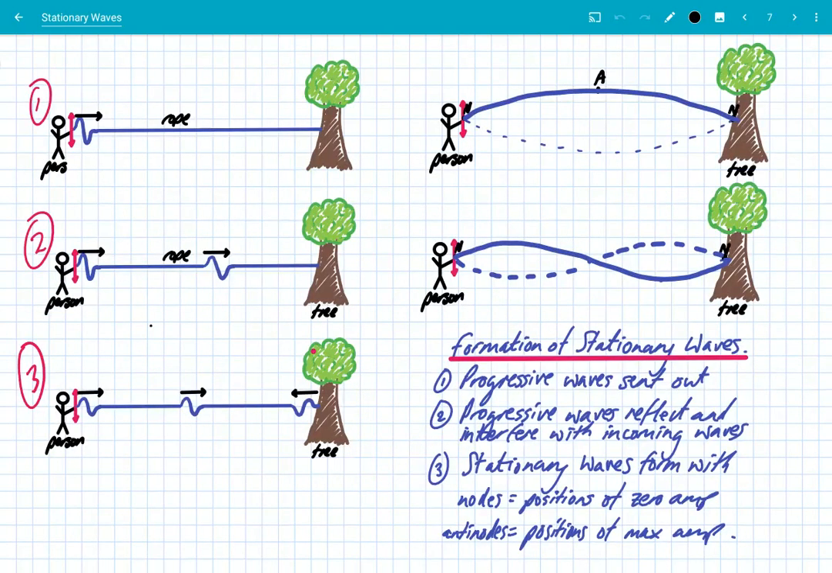So just to recap that once again, progressive waves are sent out. Then what happens is that they reflect and interfere with the incoming progressive waves, and we then get a stationary wave pattern being formed with nodes, positions of 0 amplitude, and antinodes, positions of maximum amplitude. Let's have a look at a few other examples rather than just a rope attached to a tree.